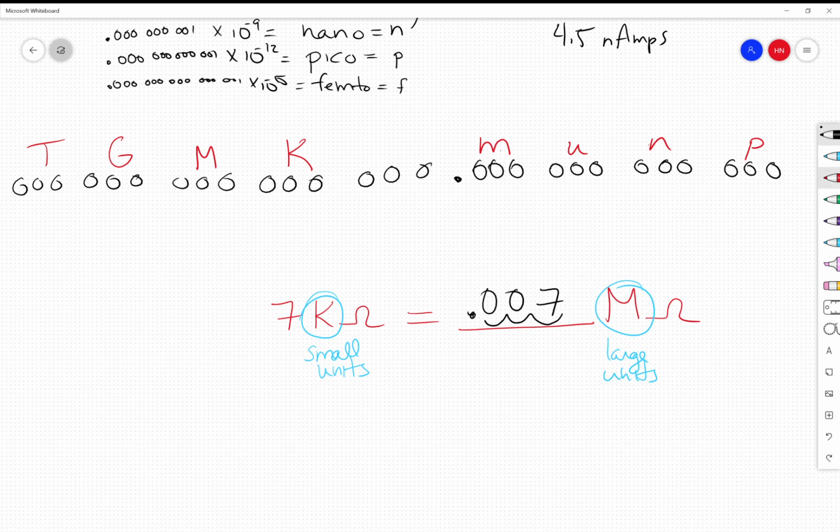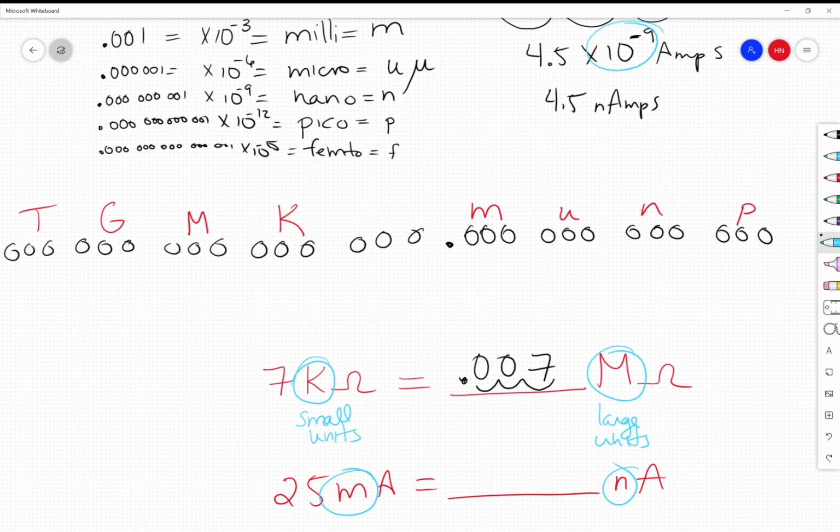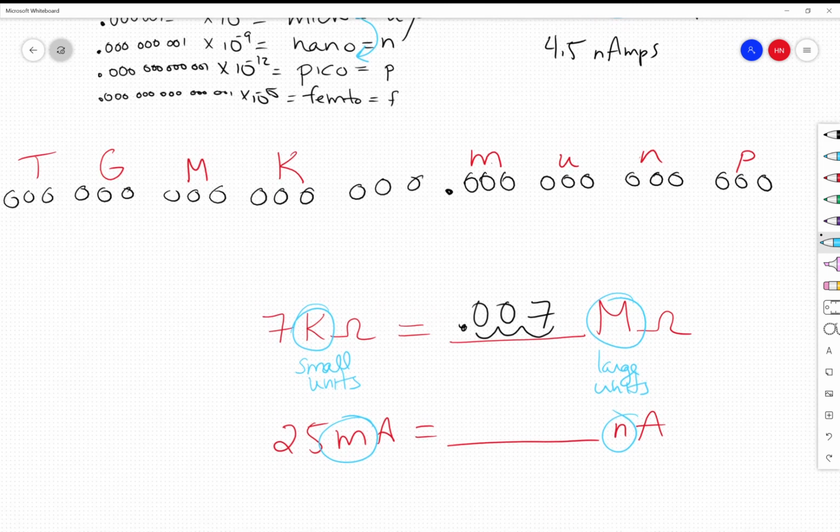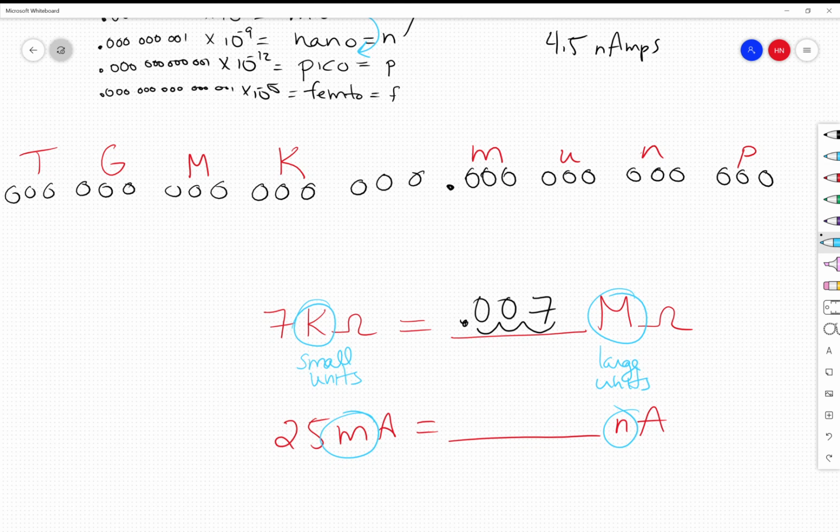Let's try another one in case that was not so clear. Let's say I give you 25 milliamps, and I want to know what that number is in nanoamps. So here, milli and nano are my units. The difference between milli and nano is 6 zeros, or times 10, 6 times. So I'm going to have to move the decimal 6 times. Do I move it to make the number larger or smaller?